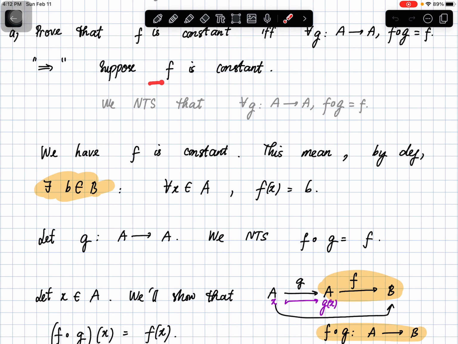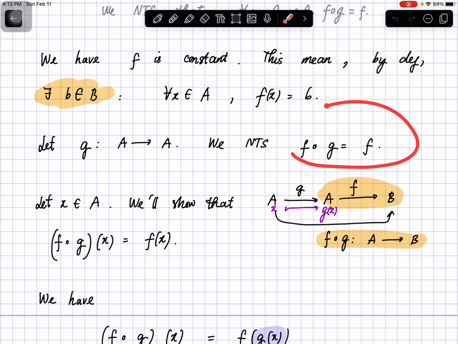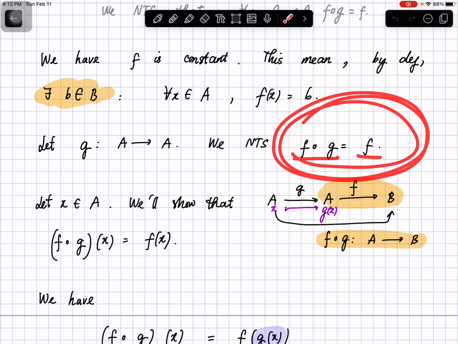So recall that f is constant means there exists small b in B such that for all x in A, f of x equals b. Now let's pick an arbitrary element g. We want to show that f dot g equals f. So we need to show the two functions, f dot g and function f, are equal.